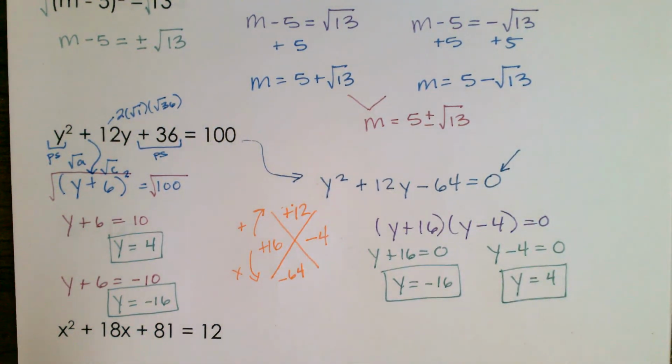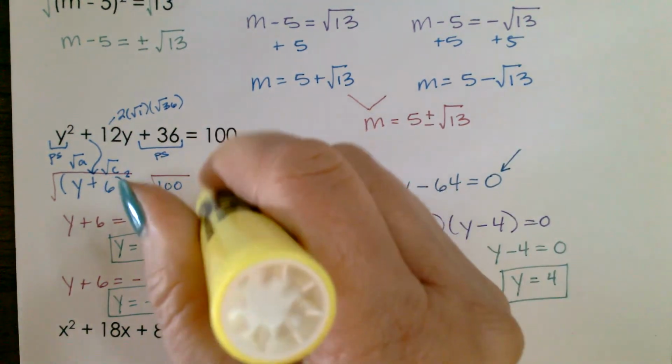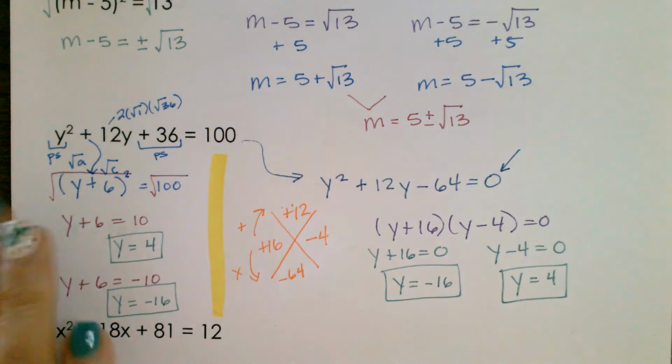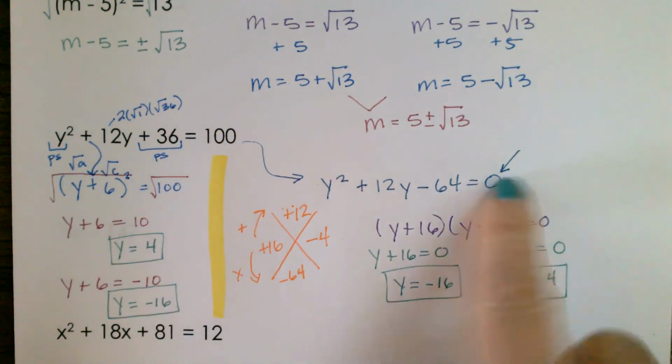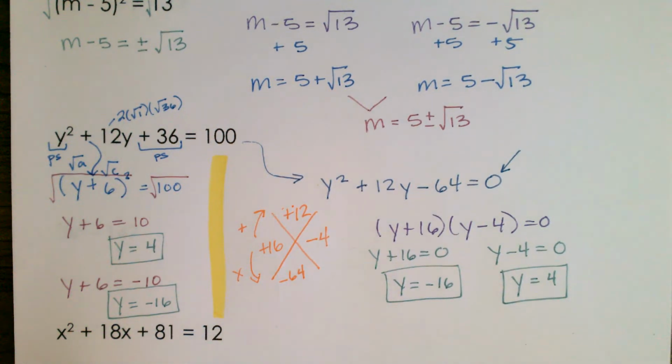Take a minute, look at that. Again, there are two ways to solve this one. Square root property. Factor it out, set it equal to 0.